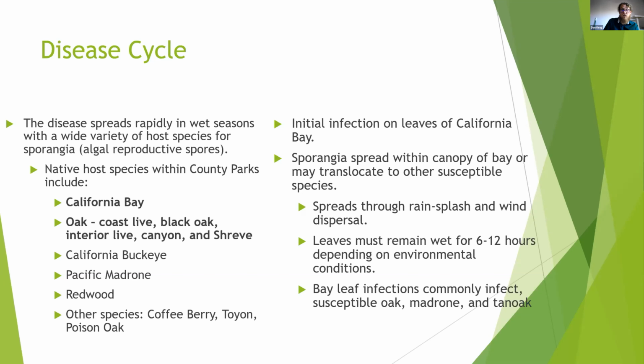And the sporangia, the infecting bodies from California bay, can infect several secondary host species, including those oaks and madrones, redwood. The sporangia spread through rain splash and wind dispersal, but they're very heavy and don't move very far from their parent tree. So it takes several years before you end up having widespread infection. The leaves on bay must remain wet for up to 6 to 12 hours, depending on environmental conditions.